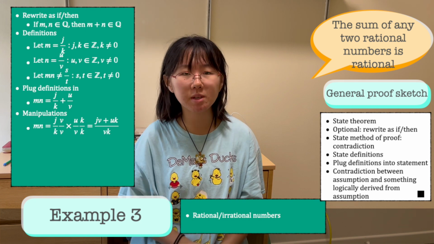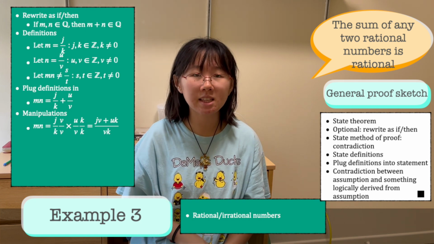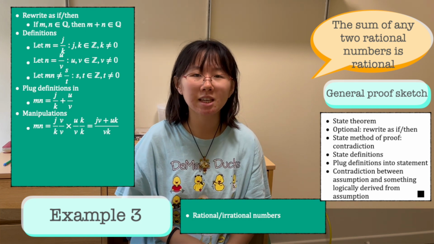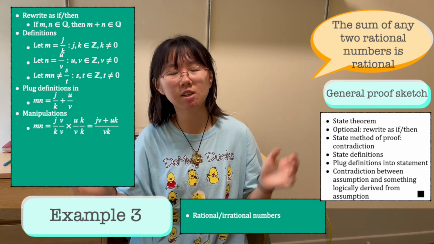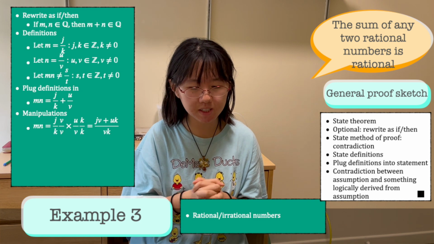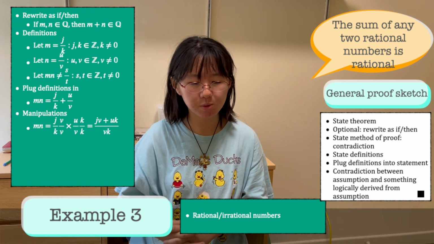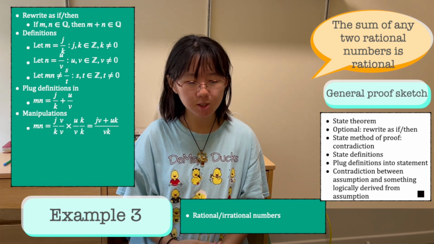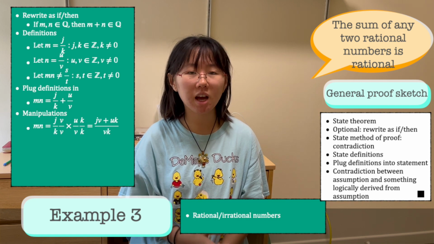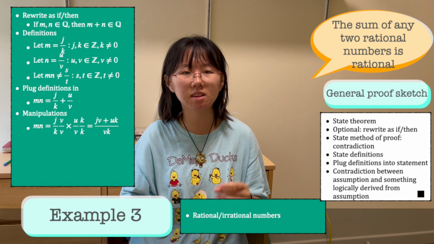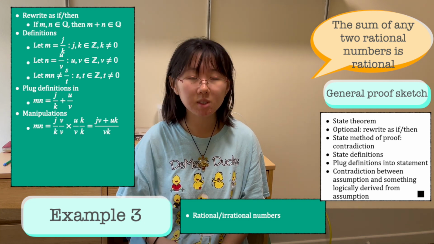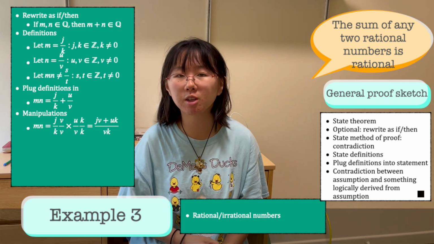So if we multiply the first term by v over v and the second term by k over k, that gives us something with like denominators, which we like, because then we can just combine our two terms into being jv plus uk over vk. So then we've kind of come to the bit where we can make some conclusions about the numbers that we've gotten, right?